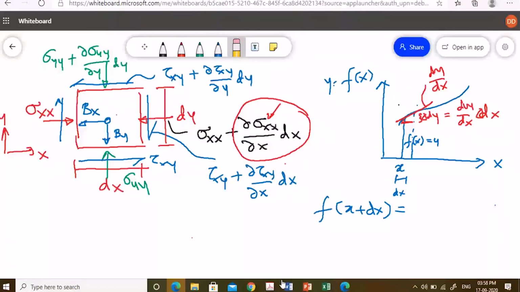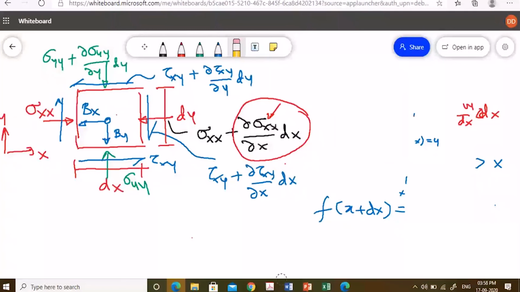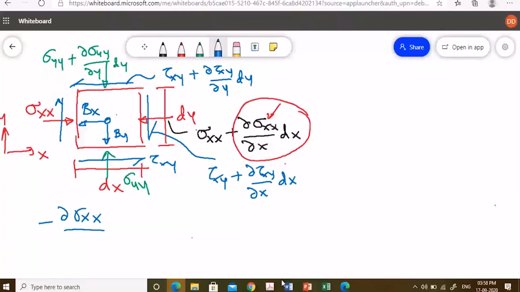So now what I have to do? I have to balance the forces in x direction. I'm just doing one; the rest you will get in the book, the second equation. If I now write the equation in x direction, this is sigma xx into dy. Here there is sigma xx plus this thing. So if I do it, it will be minus del sigma xx by del x dx dy. This is one force, because this will cancel out. And in the negative direction we will get this.